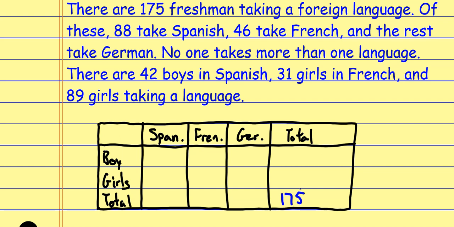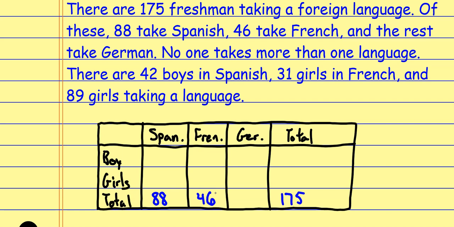And now we just start plugging these things into the appropriate category. It says 88 take Spanish. And again, that's the total number of students taking Spanish. That's not broken down by boys or girls, so that goes here. 46 take French. Again, that's referring to the total number that take French. And it says, and the rest take German.